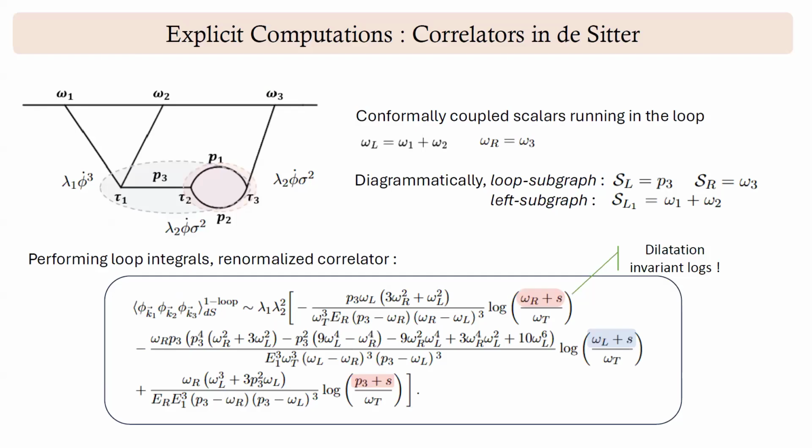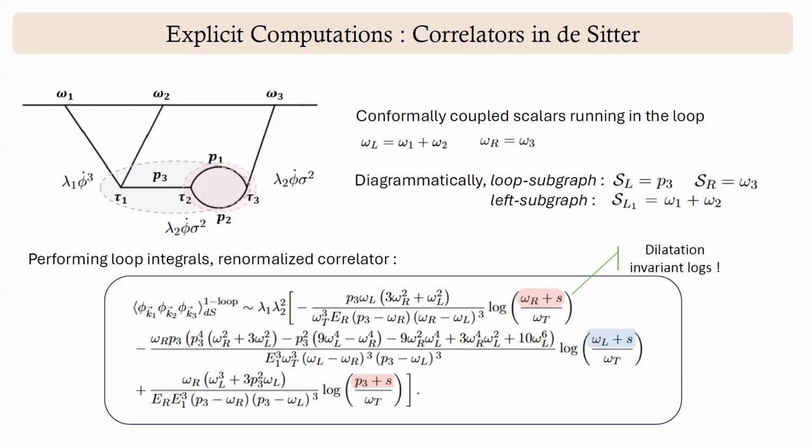Right, so this is just to show you the result from the explicit computation of this particular diagram. There's a phi dot cubed over here and phi dot sigma squared for the other two cubic interactions, sigma being the conformally coupled scalar running in the loop. This is the result you get. And if you follow our rules, you will see that this one-loop subgraph has a contribution where the energy entering the left loop site is omega 3, and there's one left subgraph, and the energy entering this left subgraph is SL1.